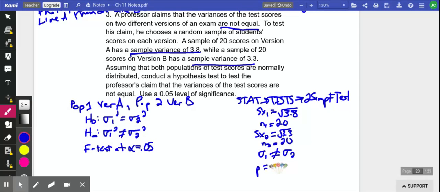And the calculator is going to give you a p-value of 0.7616, which is clearly way bigger than alpha. So we are going to fail to reject our null hypothesis. Okay, and we want to interpret this. So at the 0.05 level of significance, there is not sufficient evidence to say that scores on the different versions have different variances. Obviously, you'd want to write that sentence down. I'm a little short on space, so I won't. So those are F tests for sample variances.